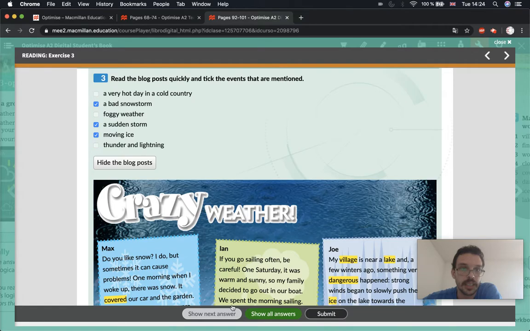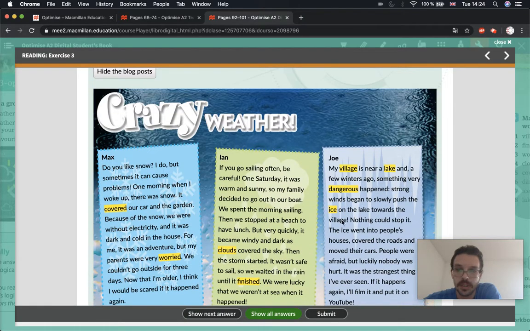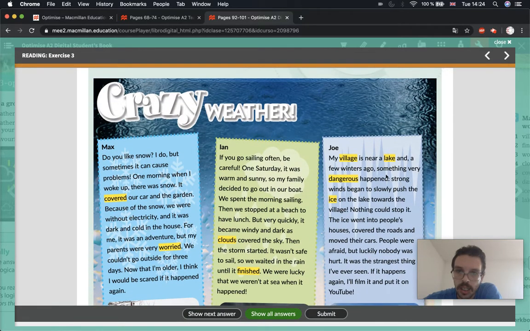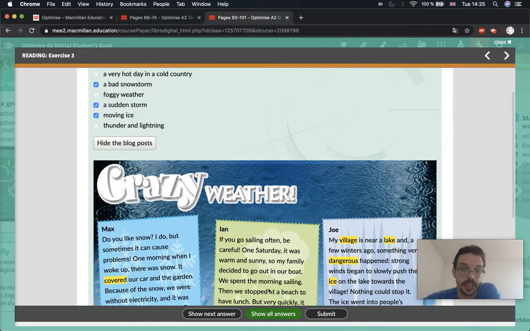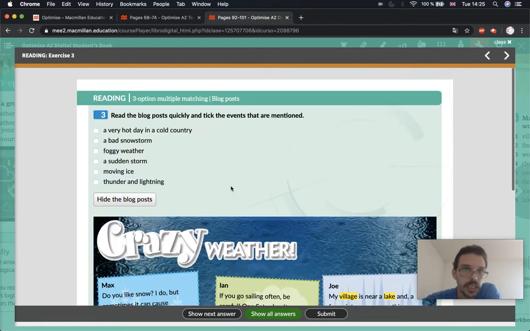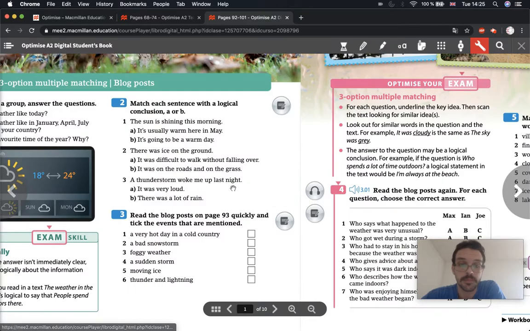All right. Next thing it mentions, moving ice. That's mentioned here with Joe. If we look here, it says strong winds began to slowly push the ice on the lake towards the village, right? So that's moving ice. Okay, so that mentions that there. And that's everything. So that's just practice of reading through very quickly and getting a general idea of what's going on, right? Very good. Make sure you have it all correct.